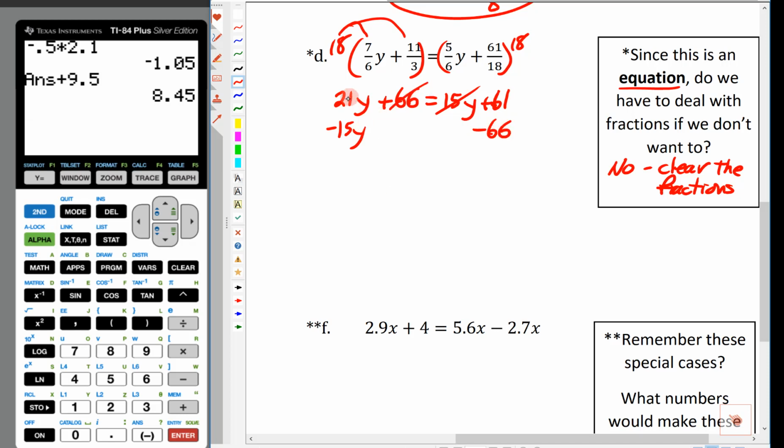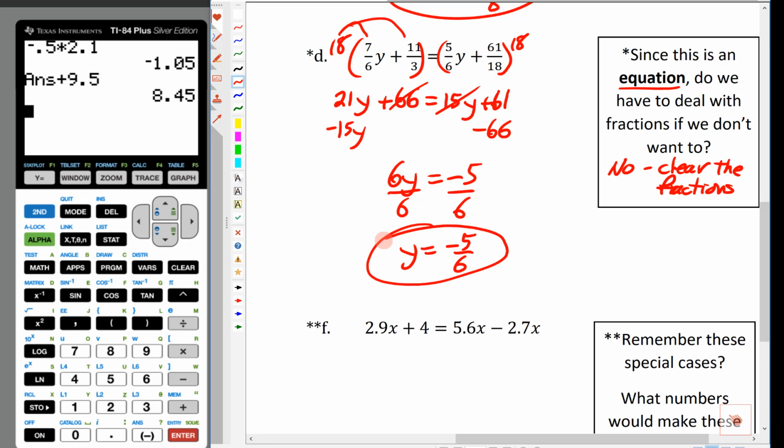So let's see, I get 21y minus 15y. That's going to be 6y. On this other side, we have 61 minus 66. Check me there. That's a negative 5. And then we're going to divide both sides by 6. So we get y equals negative 5/6.